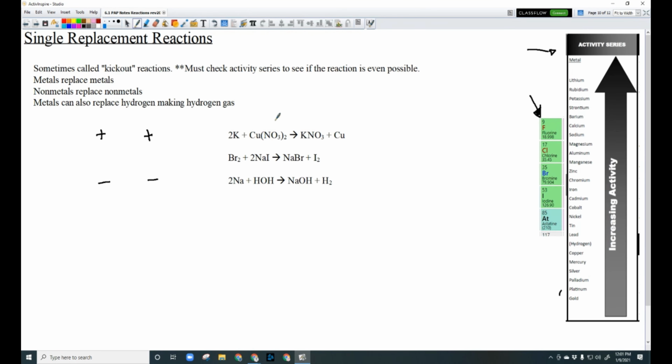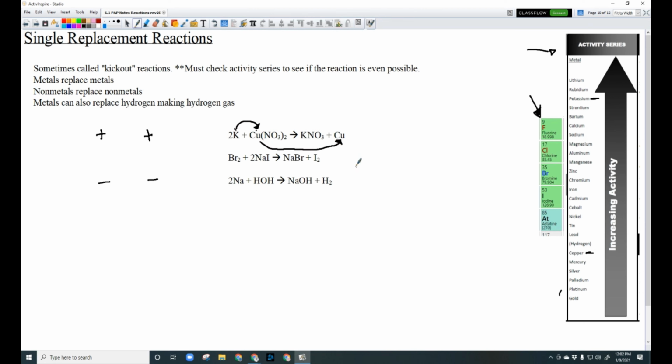So let's look at this. Here we have a metal. Here's another metal. So this metal is going to try to kick out this metal. Is that even possible? So let's check potassium. Where's potassium? Right here's potassium. So K is potassium. Is it stronger than copper? Is it able to kick out copper? Well, here's copper here. So yes, it's way much stronger. So potassium is going to kick out copper.